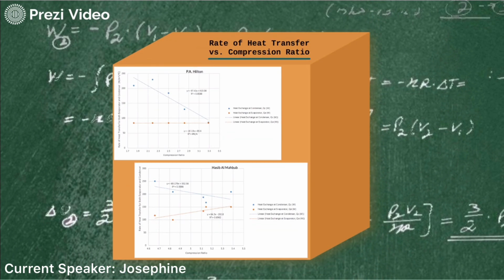The next graphs show the relationship between the rate of heat transfer of both evaporator and condenser and the compression ratio. The compression ratio is the ratio between the pressure of the condenser and the evaporator. Similar to the previous set of graphs, the anomaly here is the constant graph of the evaporator's rate of heat transfer. However, it can be inferred that the rate of heat transfer of the condenser tends to decrease with increasing compression ratio, while the rate of heat transfer of the evaporator tends to increase.